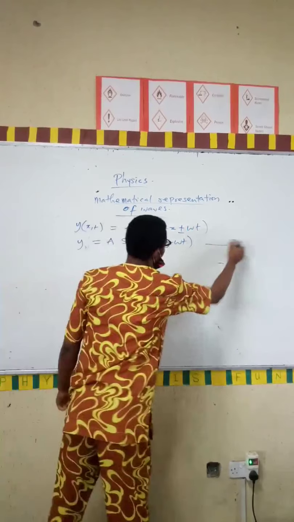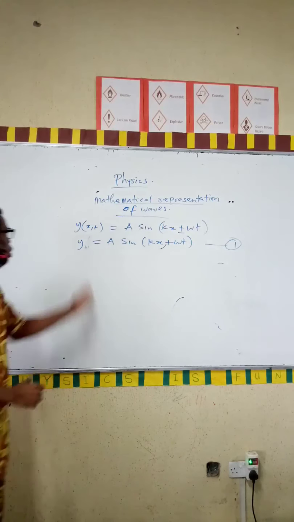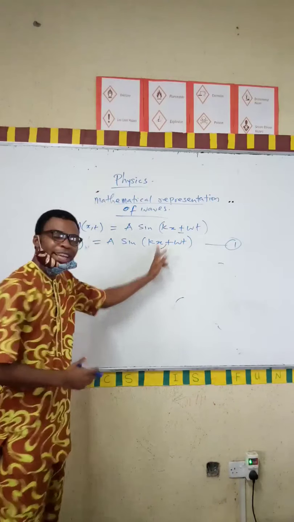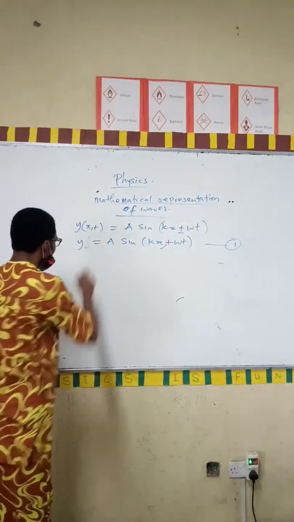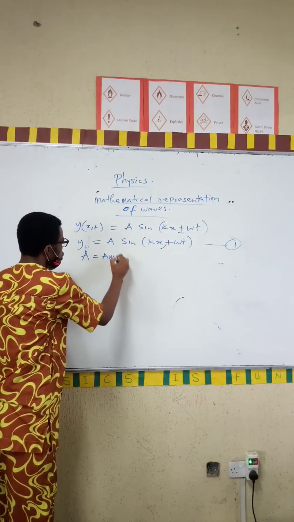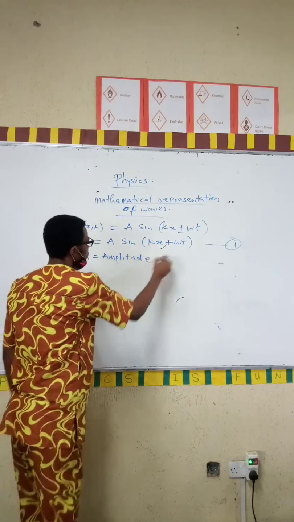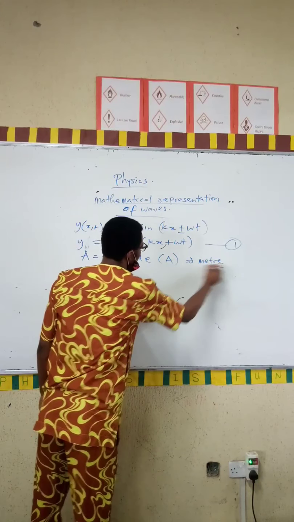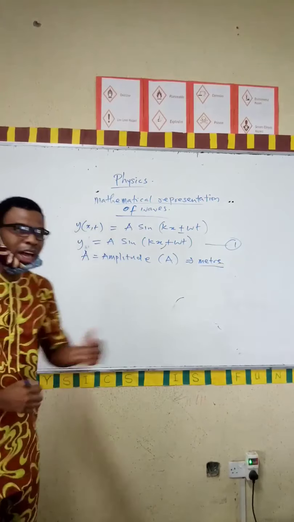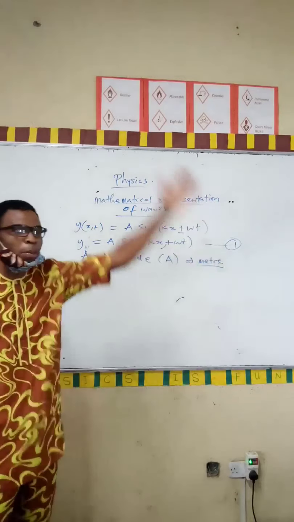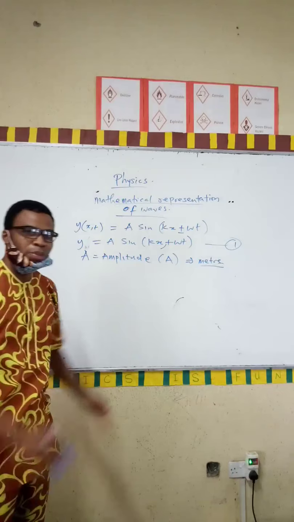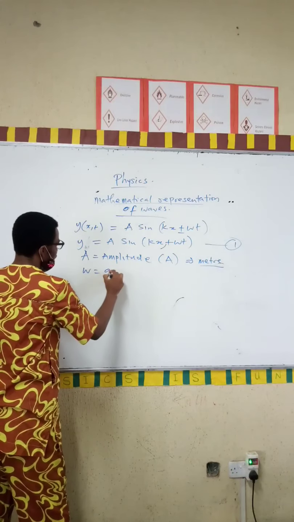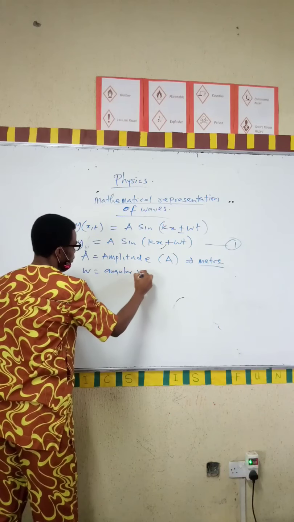Equation 1. What is y? Our y is the y-axis and our x is the x-axis. Our A is the amplitude, and the SI unit for amplitude is the meter. And what is the amplitude? Amplitude is the maximum vertical displacement from the mean position. And w is the angular velocity. Some people call it angular frequency.